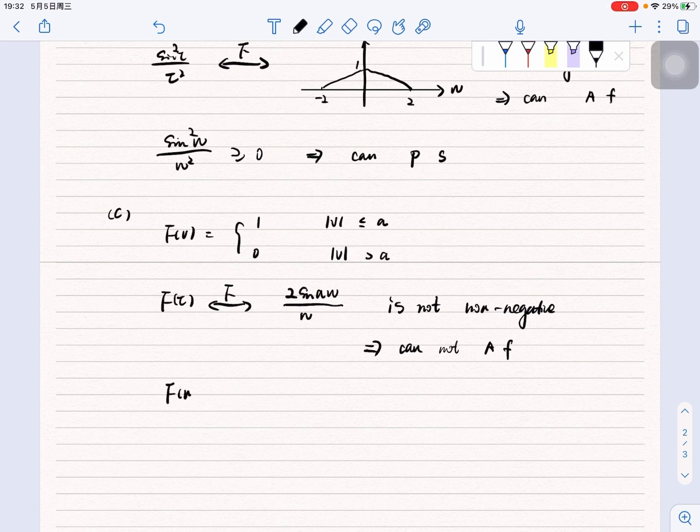We also have f omega. It is always larger than or equal to 0. Therefore, it can represent the power spectrum.